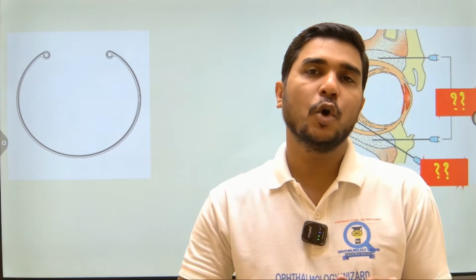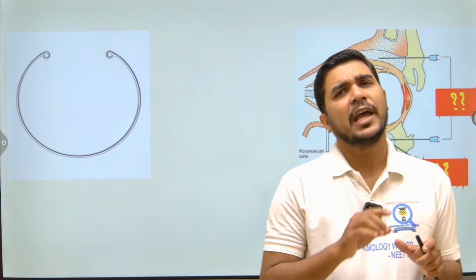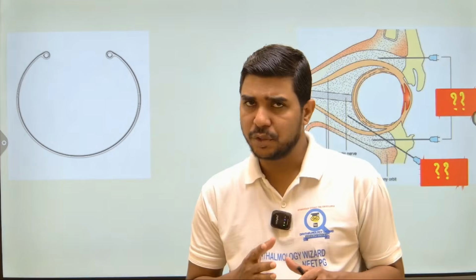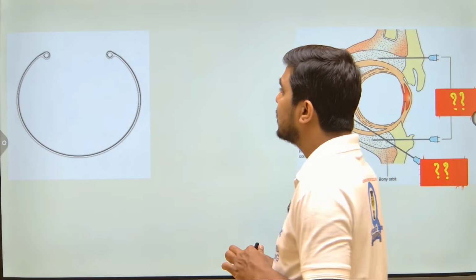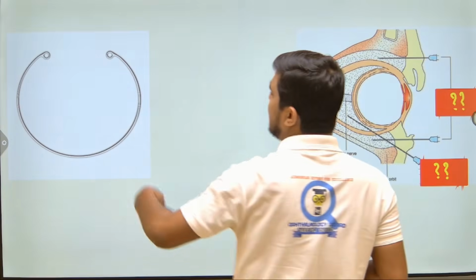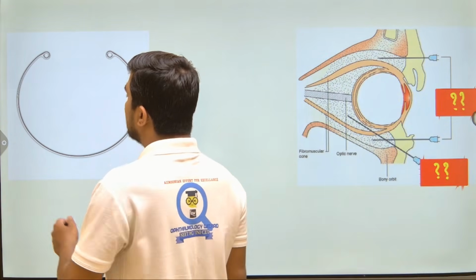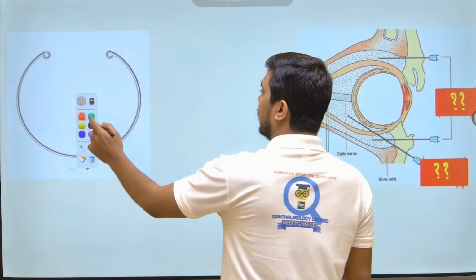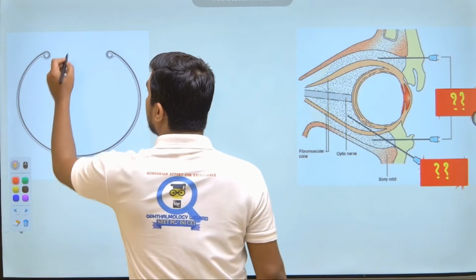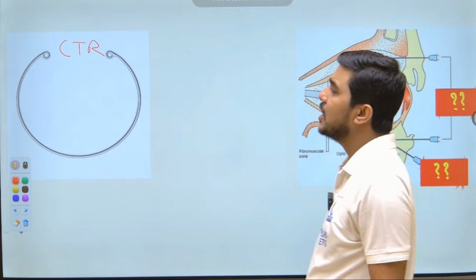Whether it is surgery, ENT, cardiology, neurosurgery, everything, whether it is ophthalmology, this is also related to cataract surgery. Now this ring is C-shaped. What is this ring? The most important thing to know is that this ring is CTR. This ring is nothing but CTR.